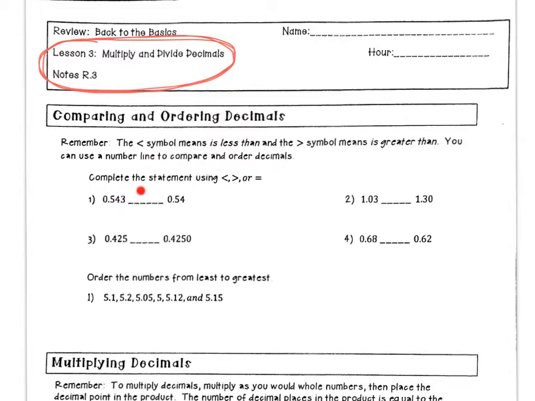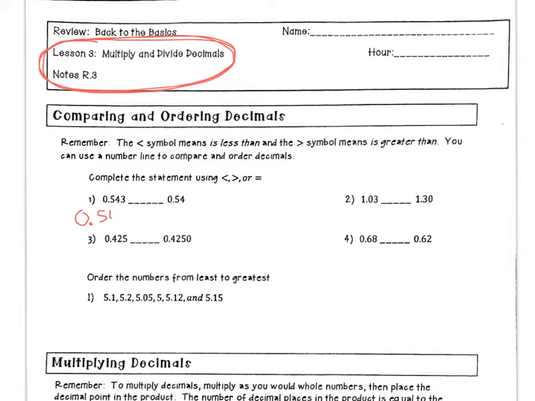All right, we're going to complete the statement using is less than, is greater than, or equals. What I think is helpful when you're comparing decimals is to make sure that they have the same number of decimal places. So the same number of digits to the right of the decimal. All right, so our first example, number 1, the first decimal number has 3 decimal places, 3 digits to the right of the decimal.